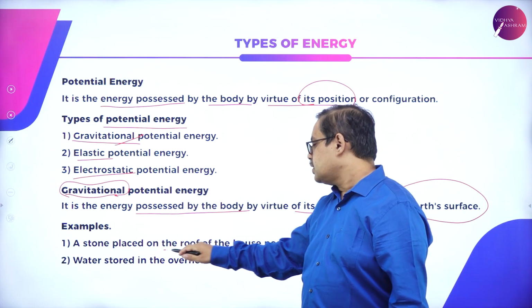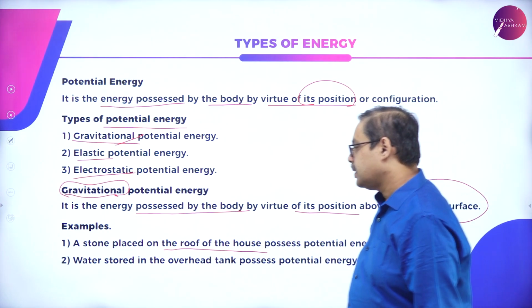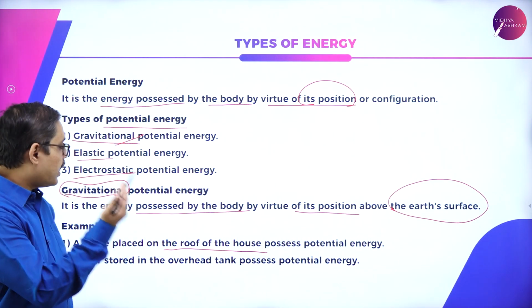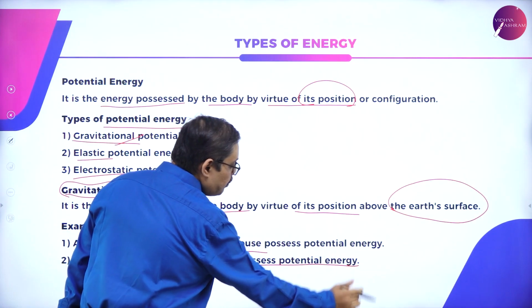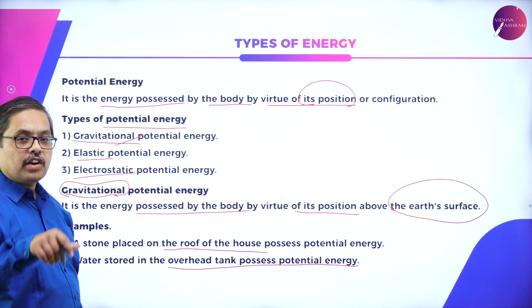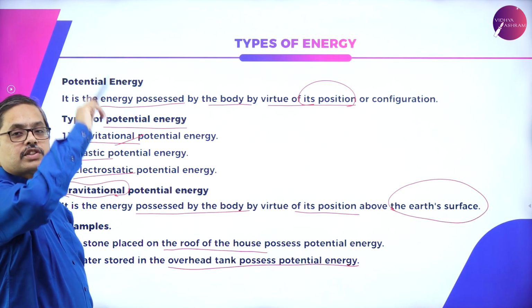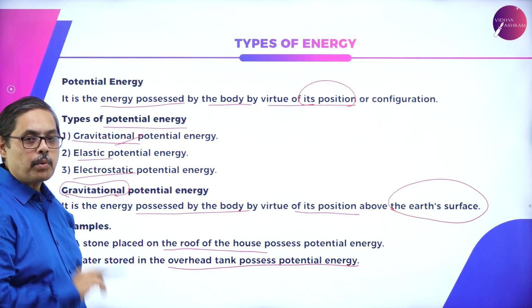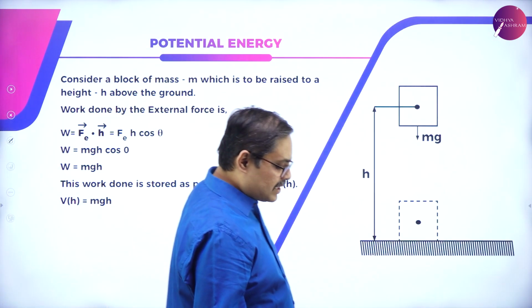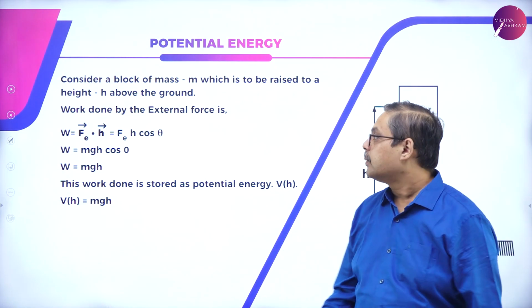What are the examples? A stone placed on the roof of the house. I gave you this example. Water stored in the overhead tank will possess some potential energy. That is why inside your house, if you just turn on the tap, the water comes down. Because the water stored in the overhead tank will have some potential energy. Now, let us understand this potential energy more.